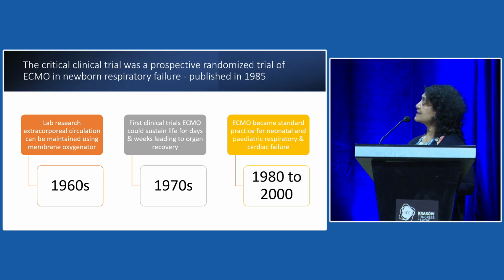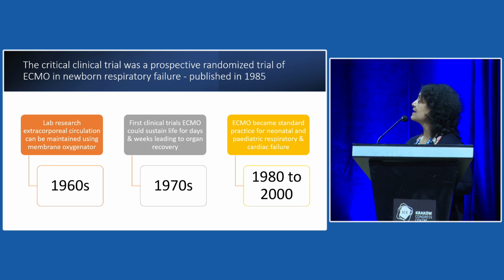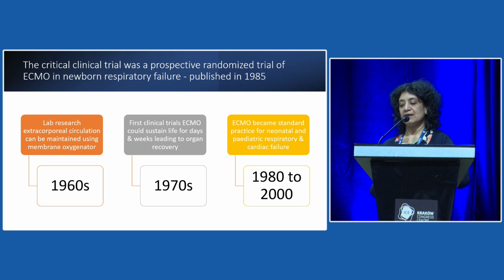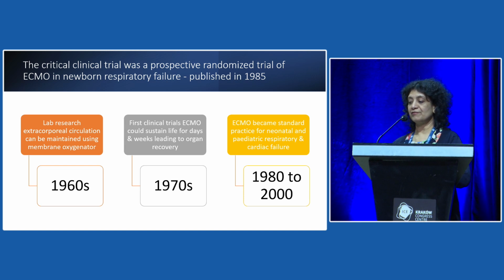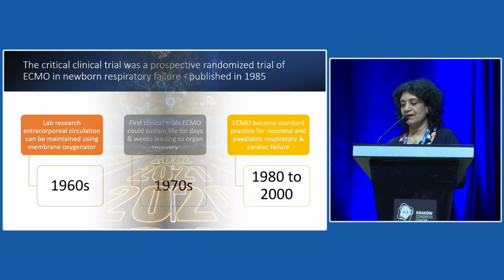In the 1960s, the lab research showed that extracorporeal circulation can be maintained using a membrane oxygenator. In the 1970s, the first clinical trials of ECMO could sustain life for days and weeks, leading to organ recovery. And then finally, in the 1980s to 2000, ECMO became a standard practice for neonatal and pediatric respiratory and cardiac care. I'd like to remind everybody that the critical clinical trial that led to the continuation of ECMO was a prospective randomized trial of ECMO in newborn respiratory failure, which was published in 1985.